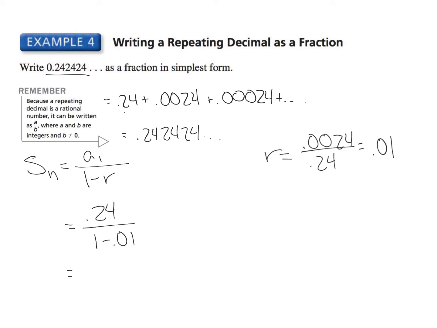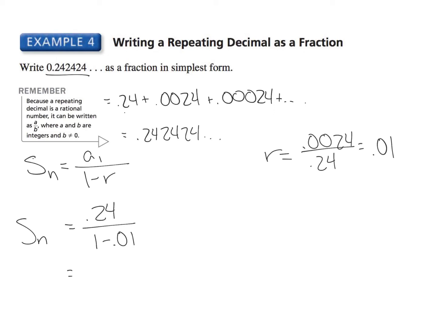And so from here, now I have my sum formula. So what I need to do is go ahead and simplify and then write it as a fraction, because that's how I can write it in the simplest form. So it's nice that it goes this way from decimals to fractions and vice versa.